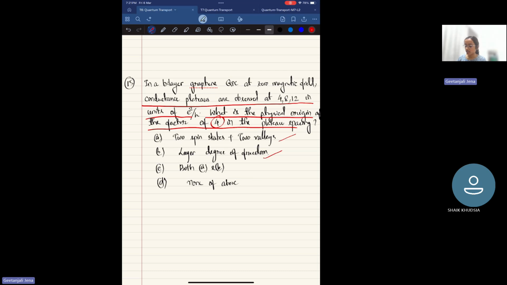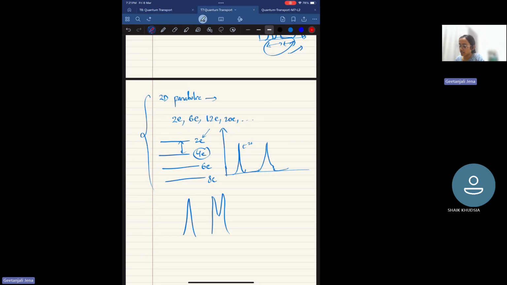Yes, option A is correct. For bilayer graphene, we have two valley degeneracy as well as two spin state degeneracy. Because of that, the conductance of each energy level is 4 times e square by h. Okay, so let us move to our questions related to week 7.